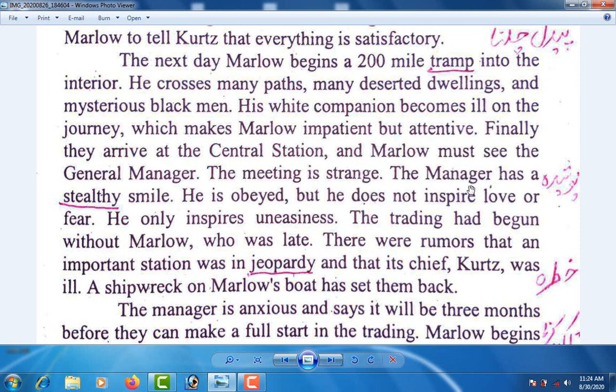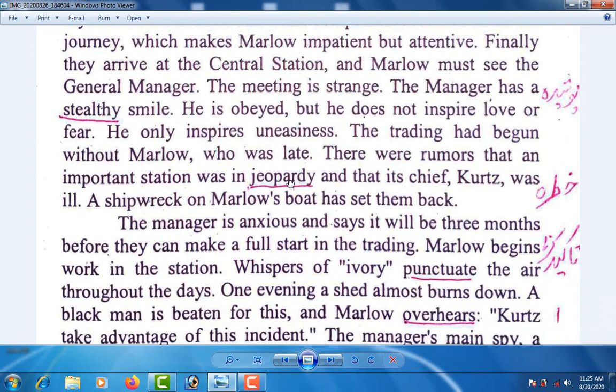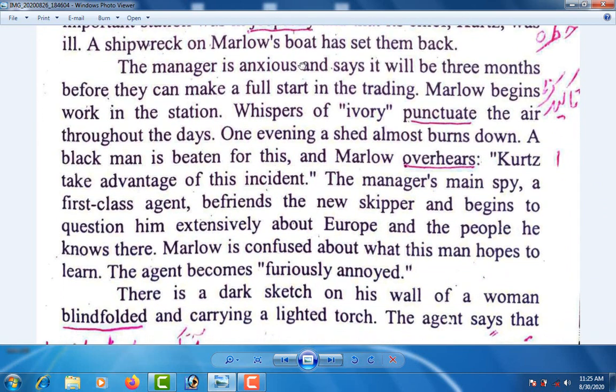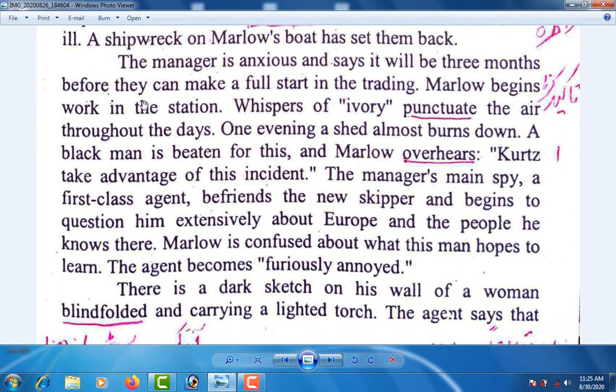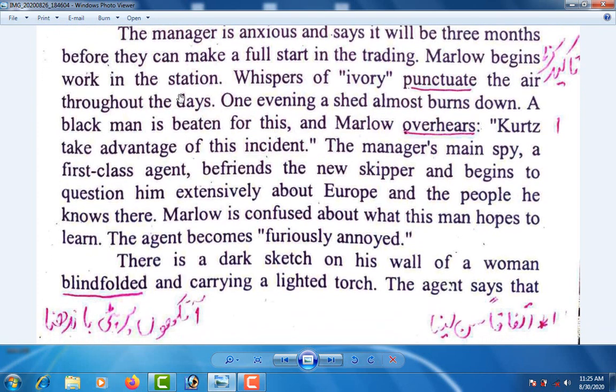The meeting is strange. The manager has a stealthy smile. He is obeyed, but he does not inspire love or fear. He only inspires uneasiness. The trading had begun without Marlow, who was late. There were rumors that an important station was in jeopardy and that its chief, Kurtz, was ill. A shipwreck on Marlow's boat has set them back. The manager is anxious and says it will be 3 months before they can make a full start in the trading. Marlow begins work in the station.